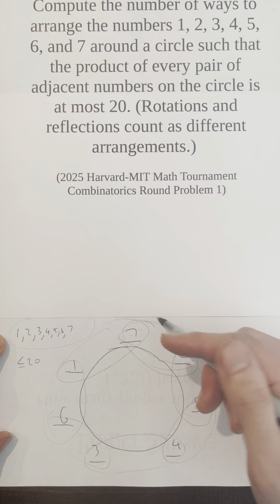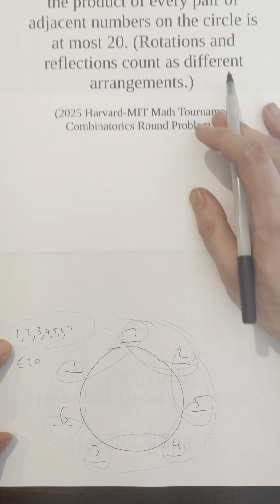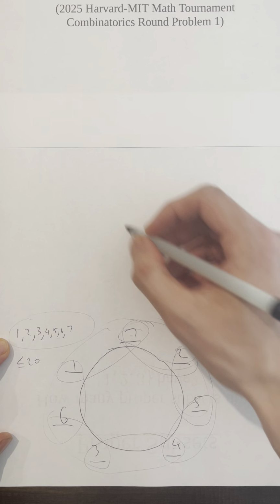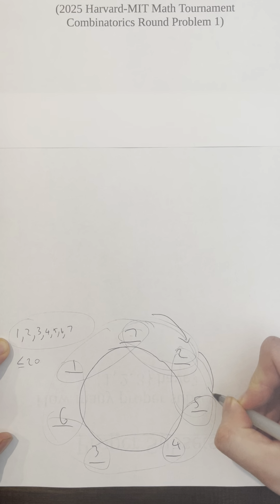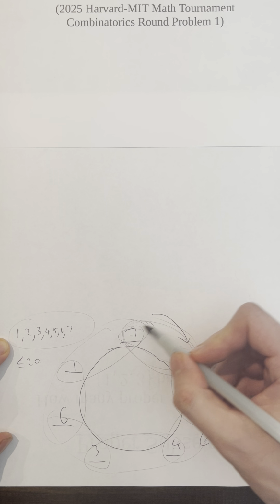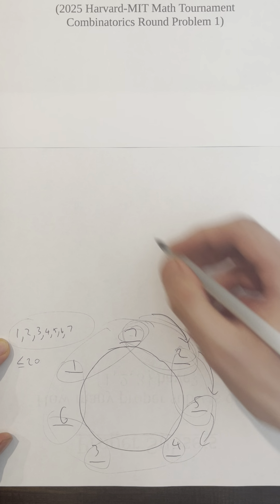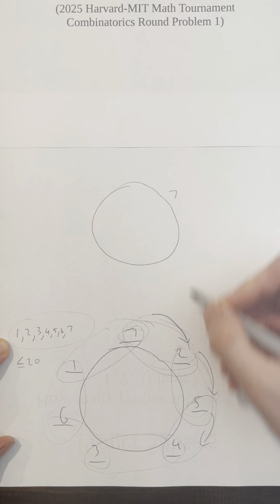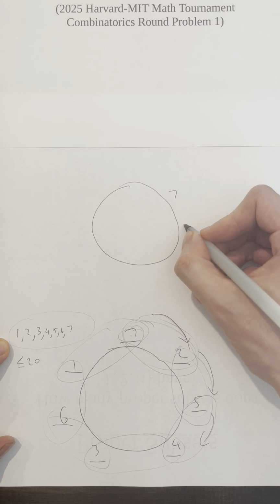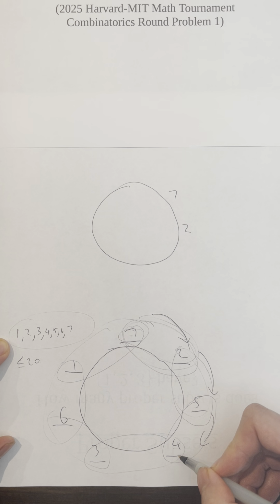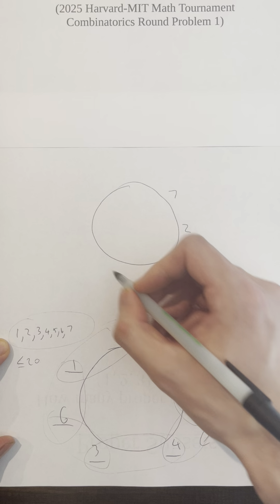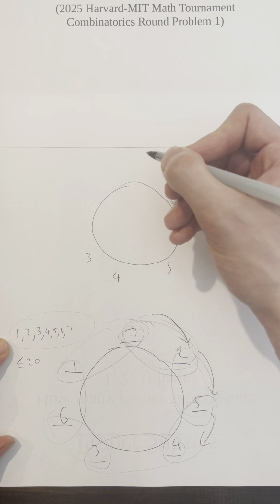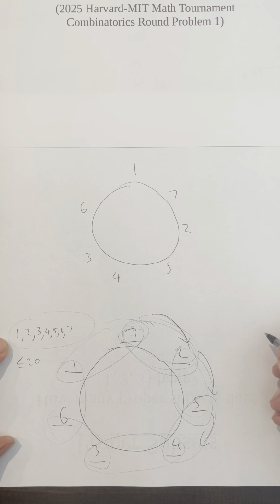But okay, so let's say we find something that works, but we can get another arrangement by rotating each number. Rotating by one number clockwise, for example. So if I move the 7 here, it's going to go here. If I move the 2 here, it's going to go here. And if I move the 5 here, it's going to go here. We're just rotating clockwise. 3, 6, 1 would go on top.